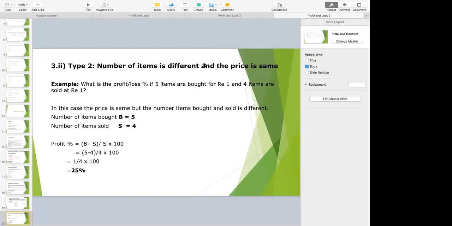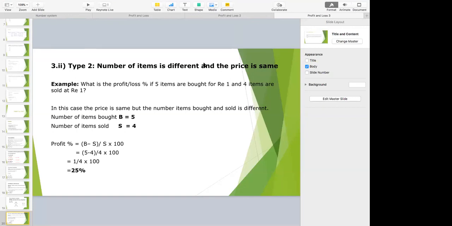So is this clear, guys? Have you identified how to use this formula? What is the condition to use the formula? The condition is that the cost price and the selling price need to be the same, while the number of items bought and sold has to be different.